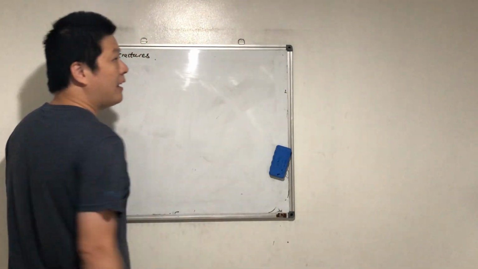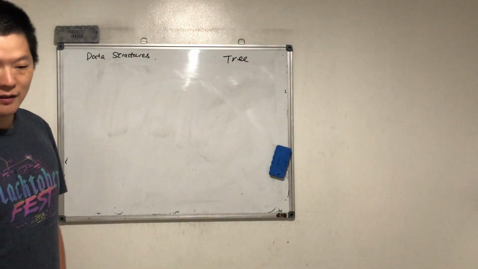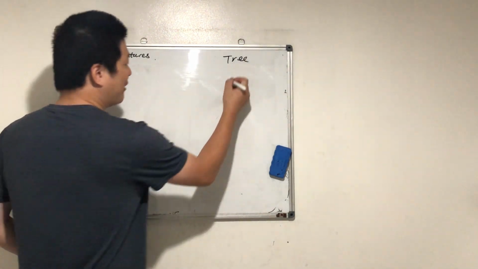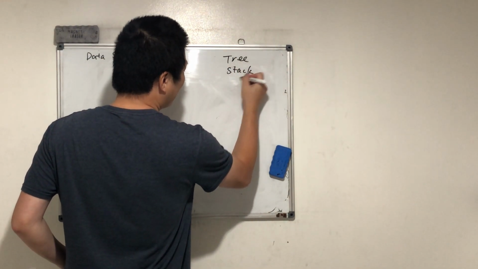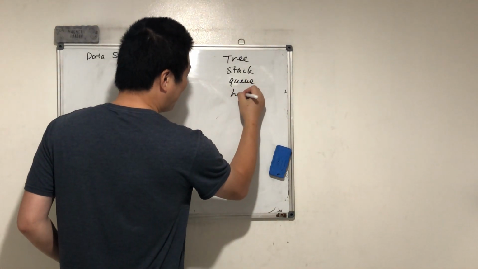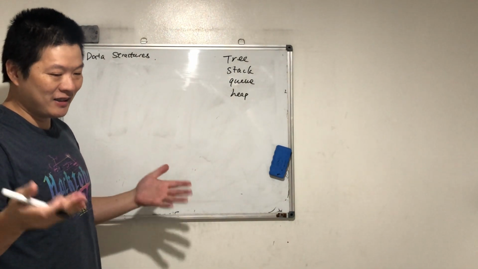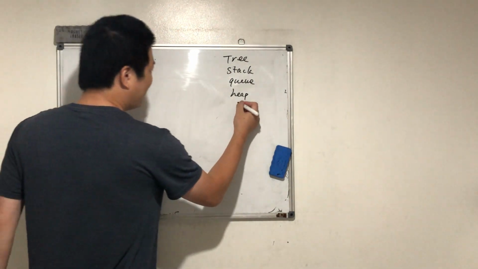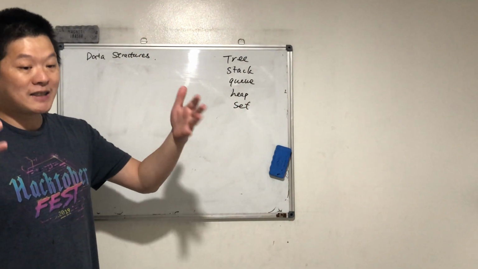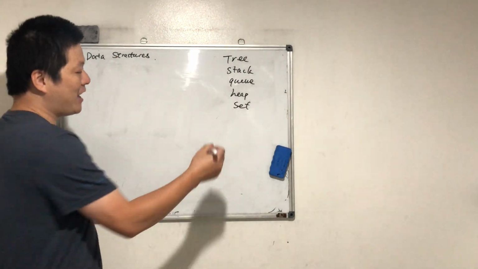Tree? Yes, good job. Tree is a data structure. What else? Stack, queue. And what else? Heap. We have talked about heap, min heap, max heap. And what else? Set. What else? The one we talked about yesterday, to start with G. Graph. Okay.